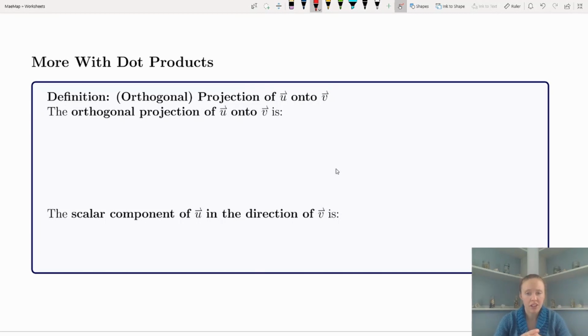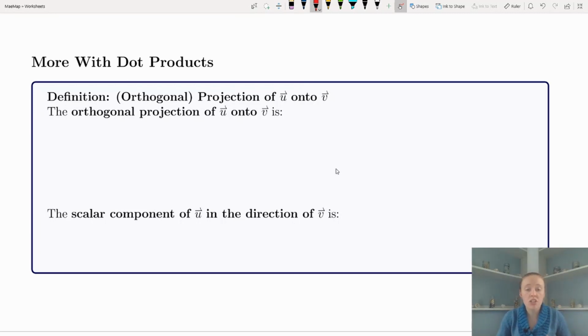But one thing I do want to go over is the orthogonal projection of some vector u onto v. What exactly is that orthogonal projection? Well, that projection will tell us how much of vector u goes or points in the direction of vector v. Lots of times I like to think of orthogonal projections almost like a shadow.